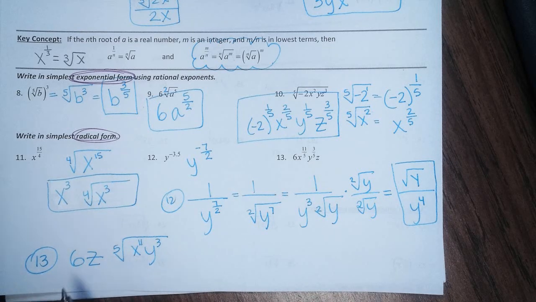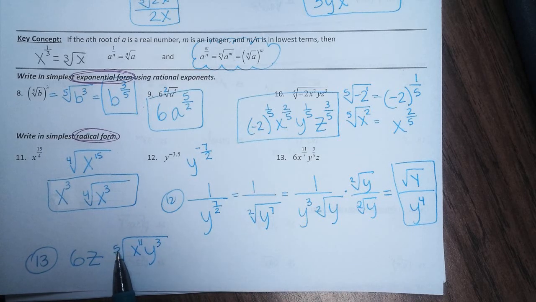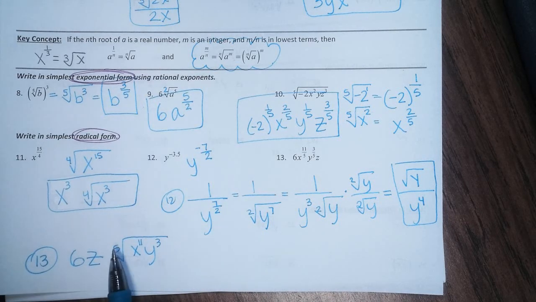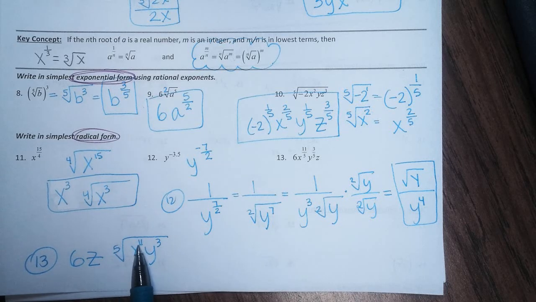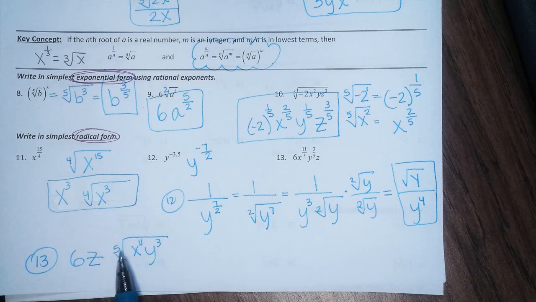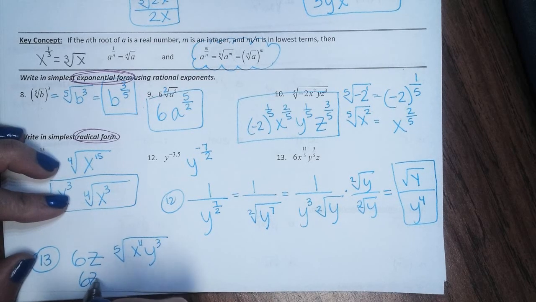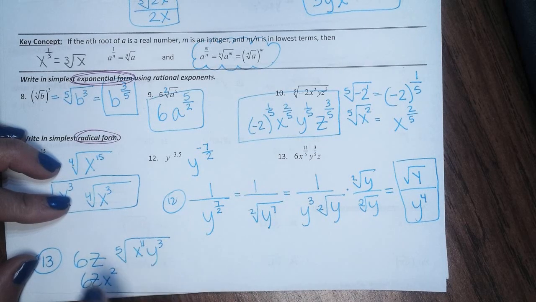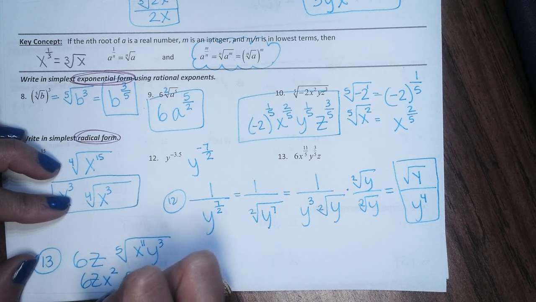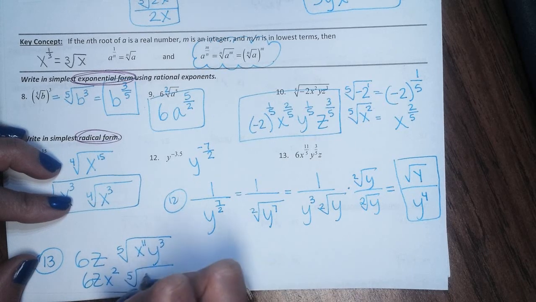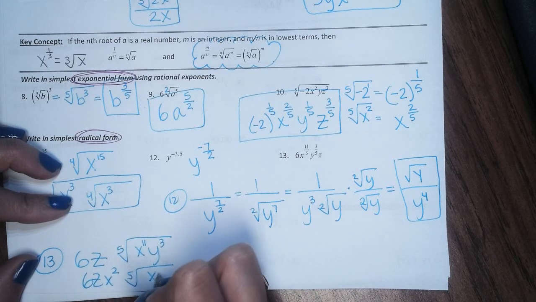One way to check is that your index root has to be bigger than any of the exponents here. For example, 5 is not bigger than 11, so that means that it can be simplified. 5 goes into 11 twice, so 2 whole times, so x squared. And then the remainder would be 1. And now 5 won't go into 3.